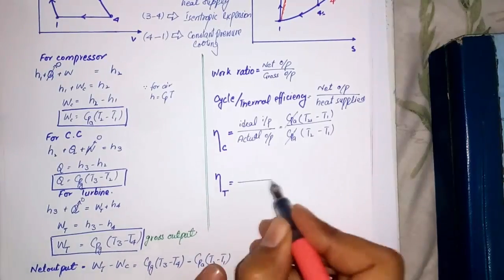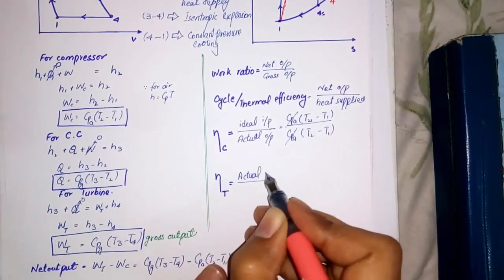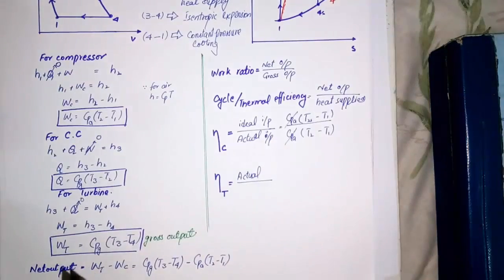Now the isentropic efficiency of the turbine. It is equal to the actual output over the ideal output.